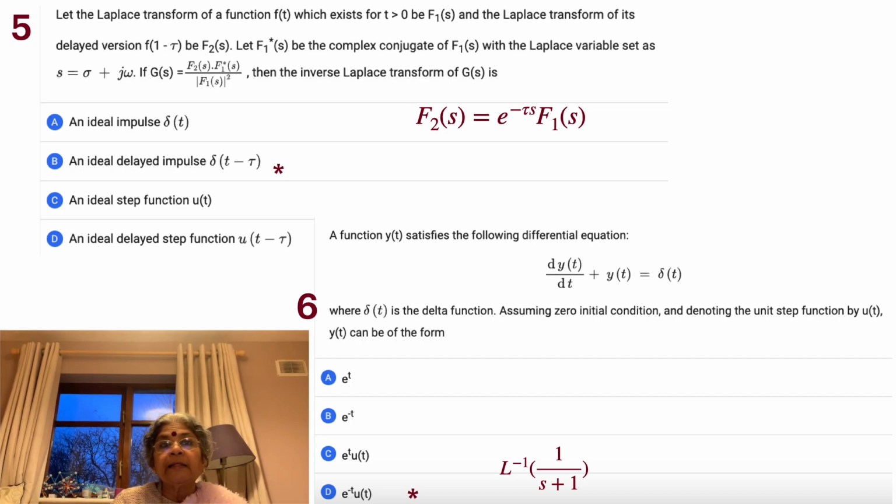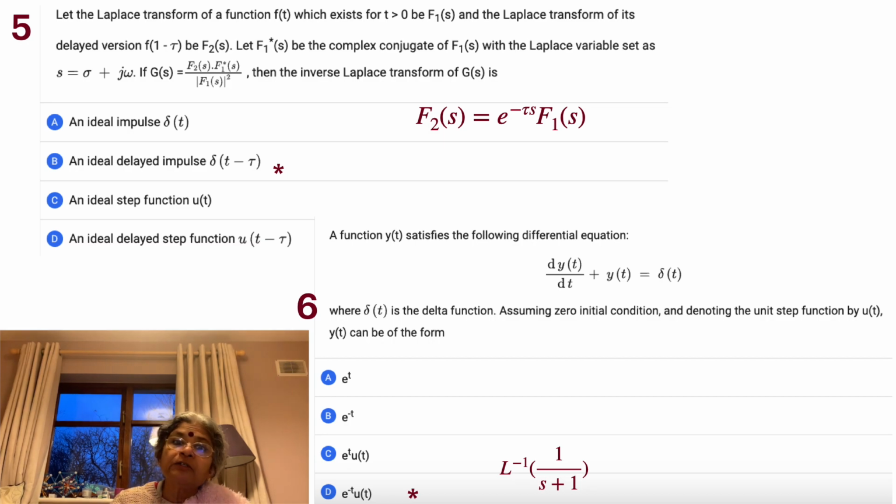So what happens now? We see that e raised to minus tau s is there. F1(s), let's say, is a plus j omega. In that case, F1 star(s) is a minus j omega. So when you multiply them together, of course, everything put together, you are having a square plus b square. In the denominator too, we have the magnitude. What is the magnitude of F1(s), or a plus j omega? It is the square root of a square plus b square, and on the denominator you see it squared. So both the a square plus b square on the numerator and denominator cancel. Very simple. And so we are left with only e raised to minus tau s.